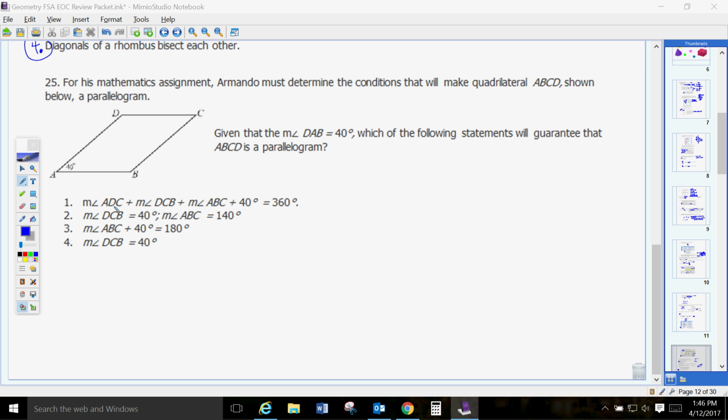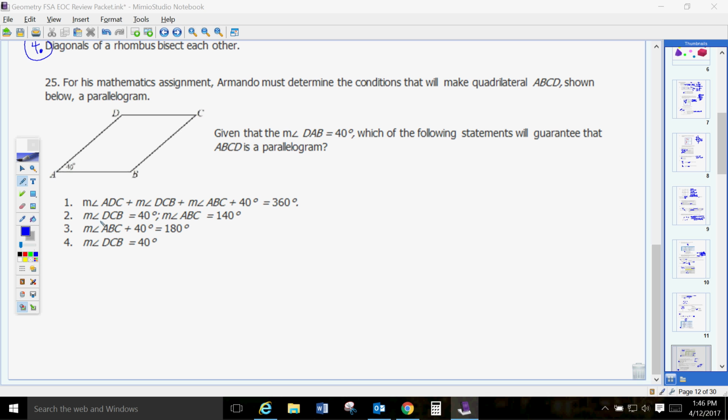We have that the measure of angle ADC plus the measure of angle DCB plus the measure of angle ABC and the measure of angle, this angle over here is 40 degrees, is 360. That simply tells you have a quadrilateral because the four angles add up to equal 360 because of the whole n minus 2 times 180 formula.